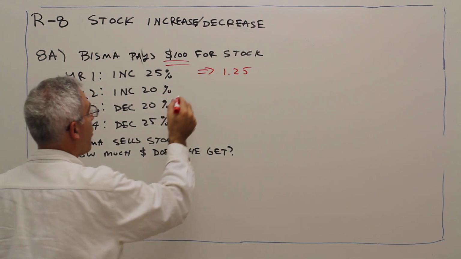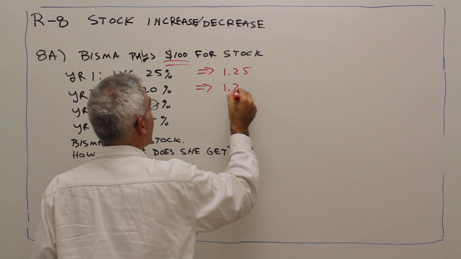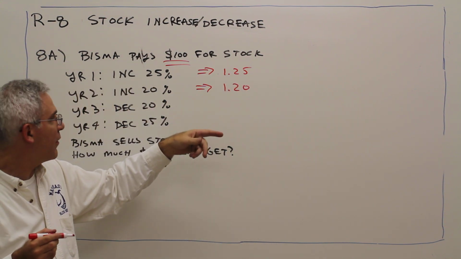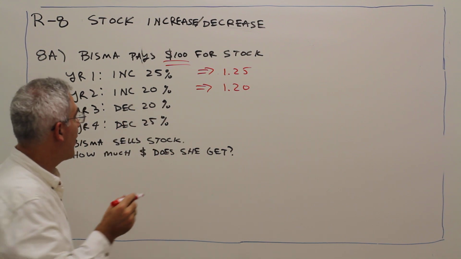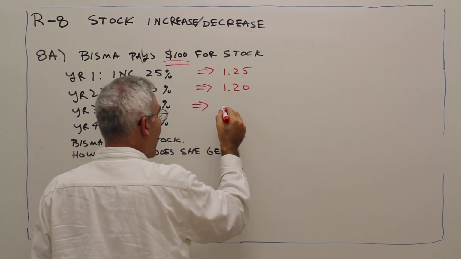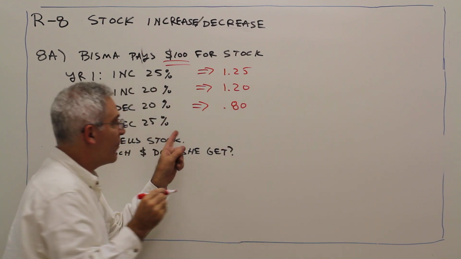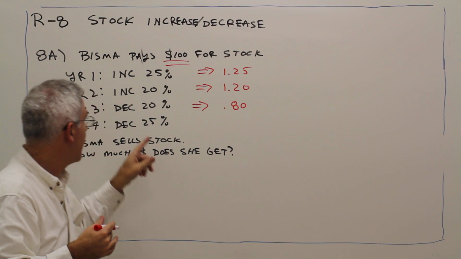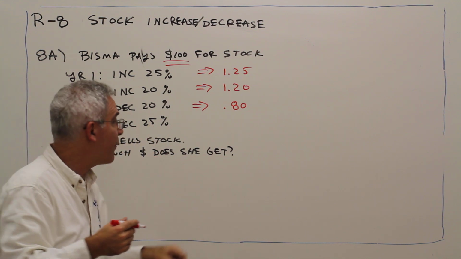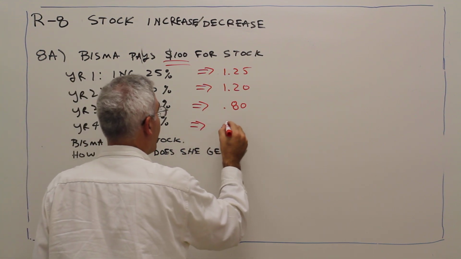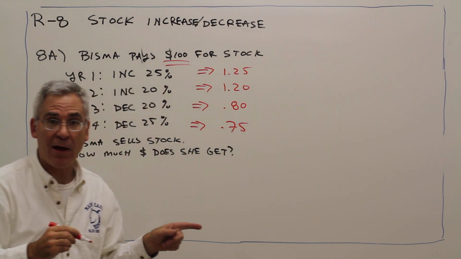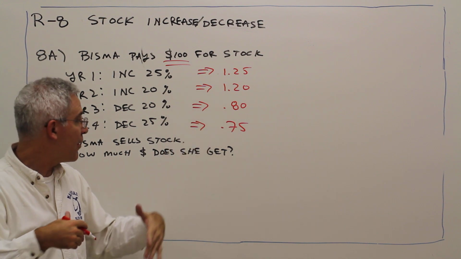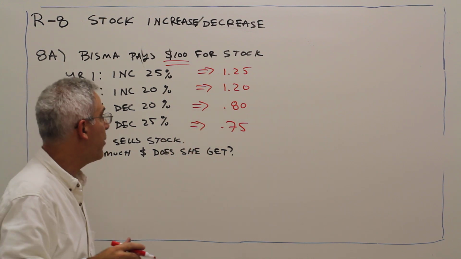If it increases 20%, that's equivalent to multiplying by 1.20. I'll just put it there just so you can see. Decreasing 20% is the same as multiplying by 0.80. If you decrease 20%, you're 80% of what you were. Likewise, if you decrease 25%, that's equivalent to 0.75 of what you were. So I'm just going to use these factors here in one fell swoop and be done with the problem.